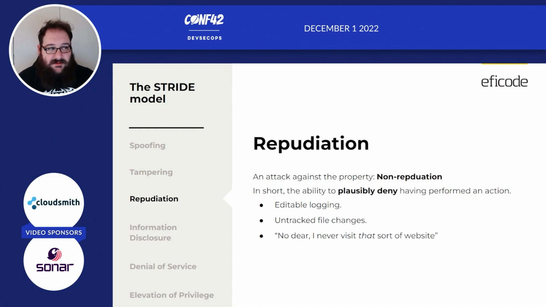Repudiation, which is the only word on here which is slightly unusual. So what repudiation means is the ability to deny something has happened. So plausible deniability is a great way to describe it. So if you keep your logs locally on the server, if they are not properly protected, then you are vulnerable to repudiation.